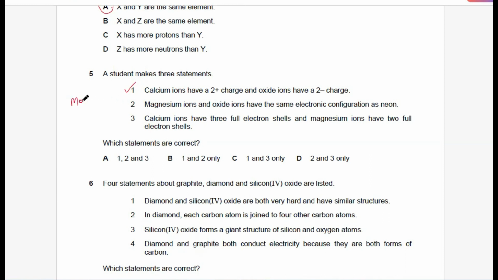So magnesium is 2,8,2, when it is an ion, it will be 2,8, right? In the same way, oxide ion is -2. Its electronic configuration is 2,6, but when it takes electrons, it is 2,8. And this one, calcium ions have 3 full electron shells and magnesium ions have 2 full electron shells. This one is correct because calcium is 20, basically it's 2, 8, 8, 2. After giving electrons, it will be 2,8,8 for calcium, and for magnesium it is 2,8, right? So all the 3 statements are correct, so A is the right answer.